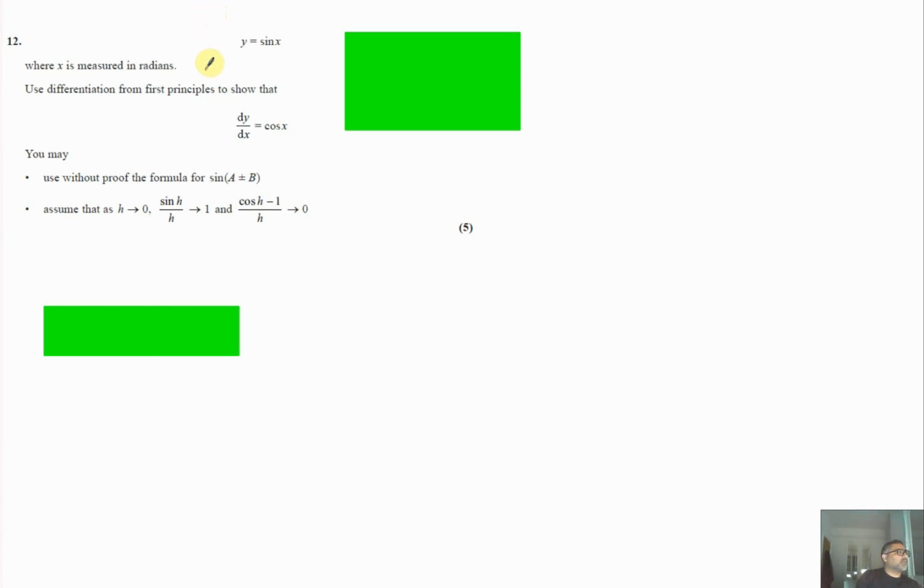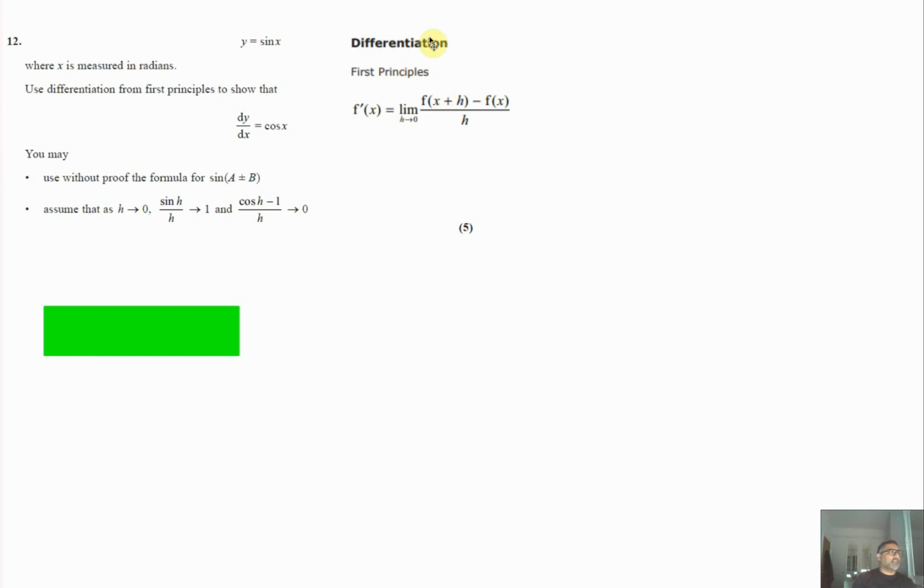Okay, question 12 in the June 23 A-level Edexcel exam series for A-level. We're looking at differentiation from first principles. So it's important that you look at your formula booklet, and they give you how to work out using first principles here. So we've got the function y equals sine x, and we want to prove that dy dx equals cos x.